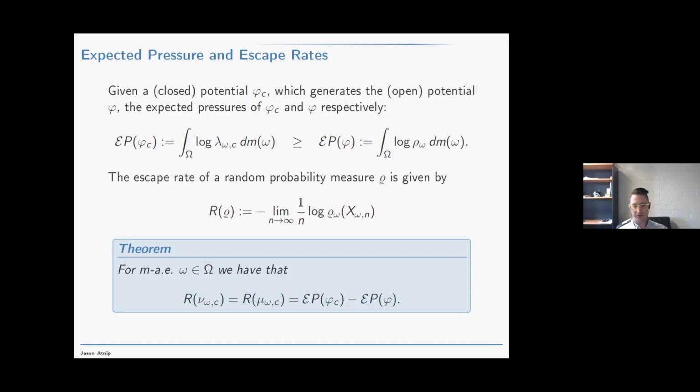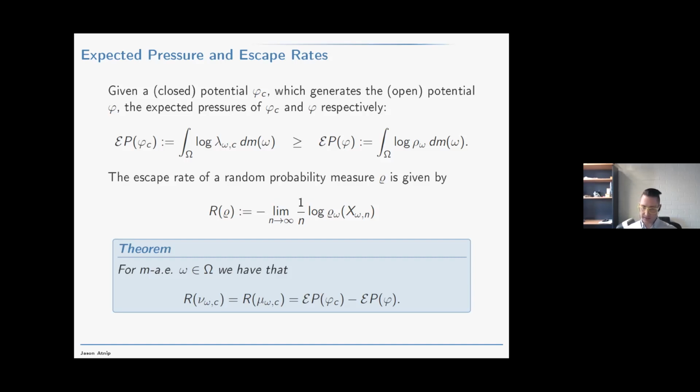Now, I should say that there's no reason that this limit in general should exist. So really, we should define the upper escape rate and the lower escape rate. And if they're in fact equal, we define this escape rate as I have it right now. But for the systems that we've looked at, this limit does exist. So we've foregone the upper and lower.